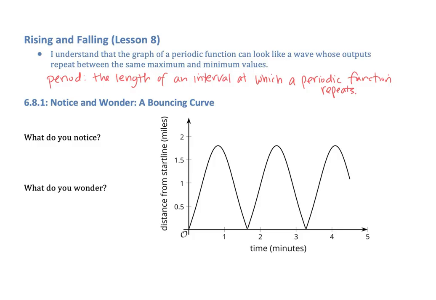So I have a little reminder for you here. What is a period? So we talked about a periodic function. Well, a period is the length of the interval at which a periodic function repeats. So if it is periodic, then it's going to have a period. That means every certain amount of time or every certain interval, you are going to have the same exact look of the function repeated over and over again.